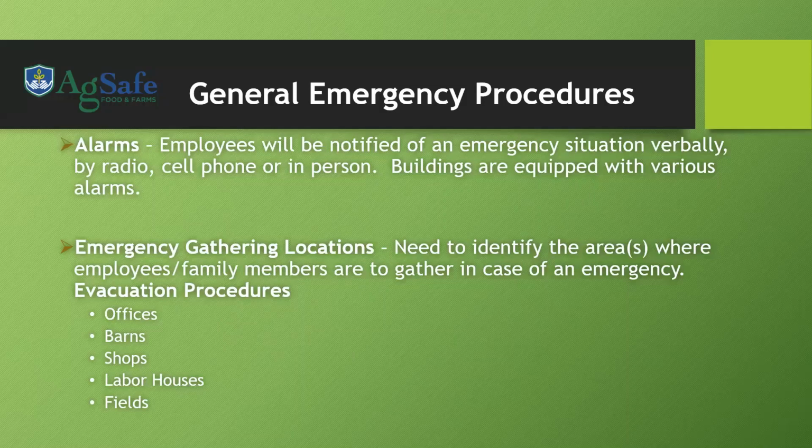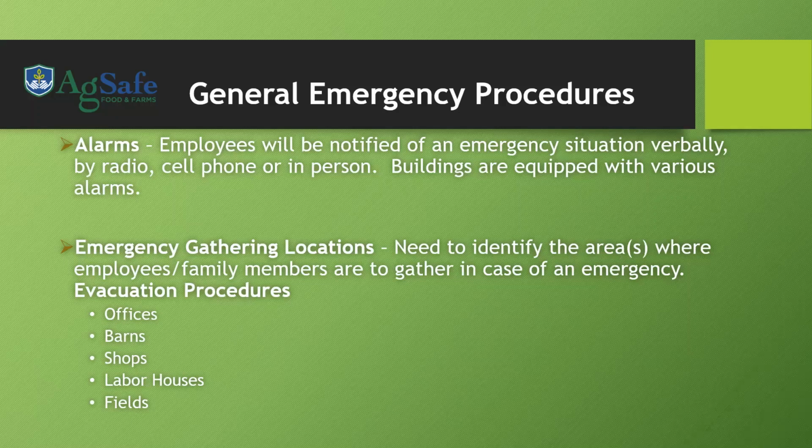So diving a little bit more into those requirements, general emergency procedures, that alarm. How are employees going to know when an emergency situation is occurring? Is it verbal, radio, cell phone, or in person? Buildings can be equipped with various alarms. Depending on where you are and the type of emergency, is it a wildfire? Is it just a regular fire? Was it a chemical explosion? Your cell phone may or may not work properly, and you can't always just rely on that. So have an alternative to the cell phone as an alarm to alert employees of an emergency.